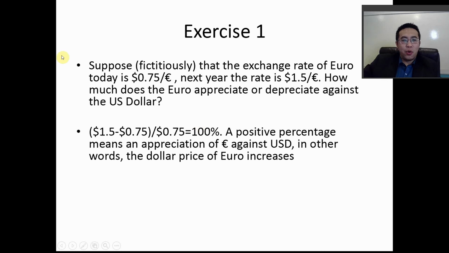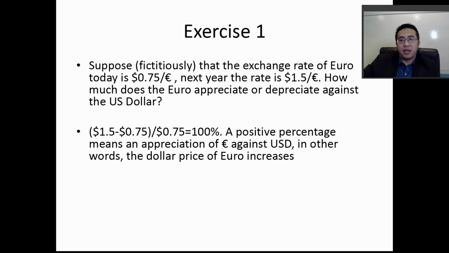So you just use the formula: later price minus earlier price, divided by earlier price, and then you get 100% calculated. That means the euro's value appreciated against the US dollar by 100%. It jumped from 0.75 all the way to 1.5, and the value just doubled. That's a 100% increase in value.